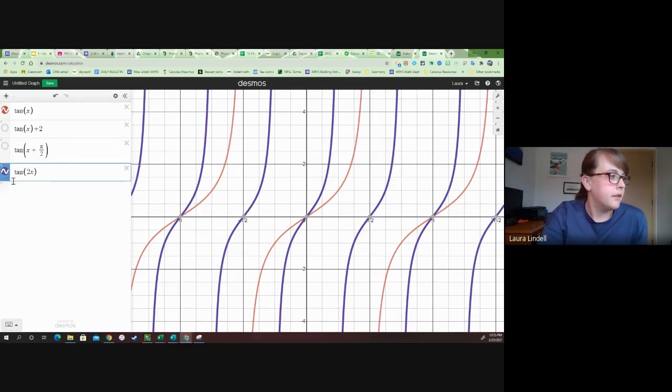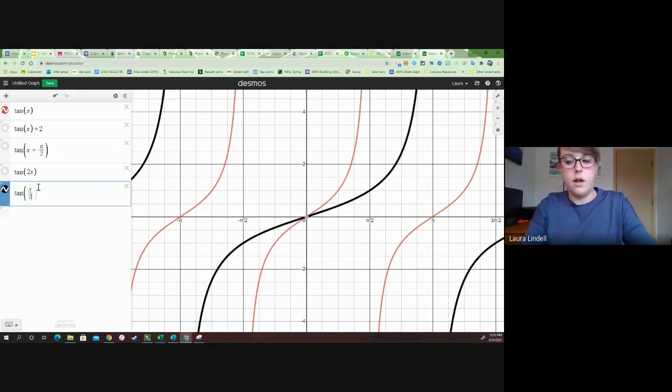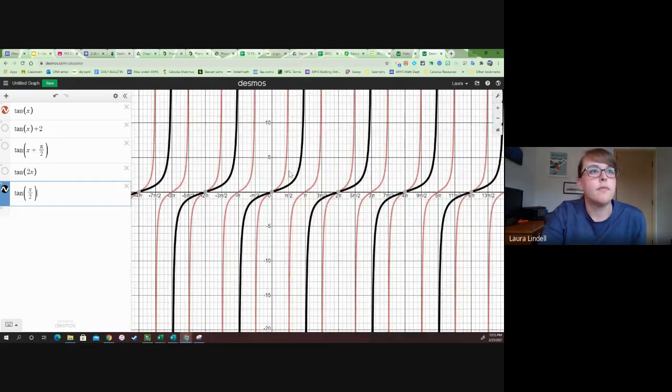And then, or not lastly, let's do a couple of others. What if we did tangent of 1/2 x, or x over 2? So that creates less of them because it expands the period. So kind of like we saw yesterday with sine and cosine on the matching activity, when that b value was between 0 and 1, it made the period longer, and when that b value was greater than 1, it made the period shorter, increased the frequency.